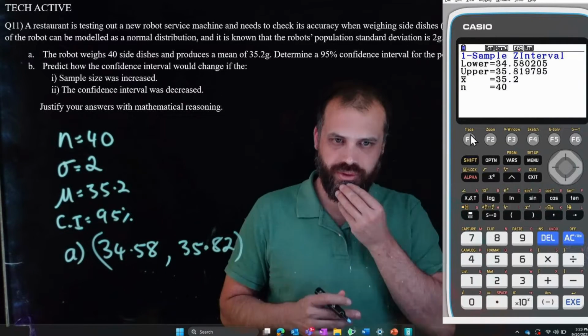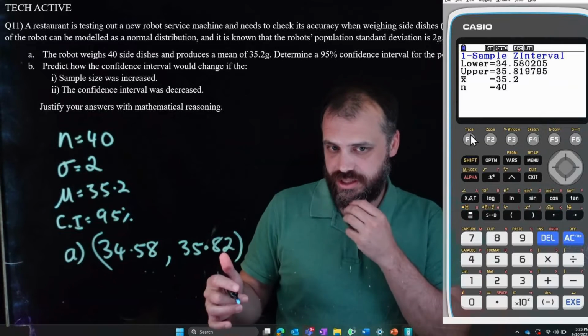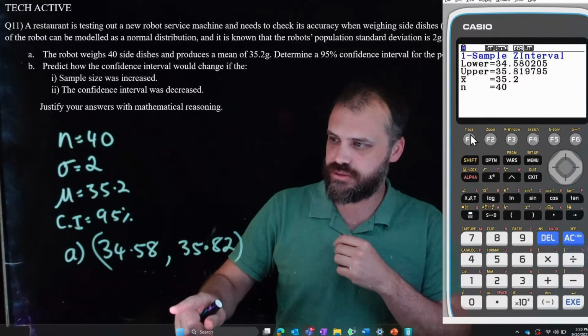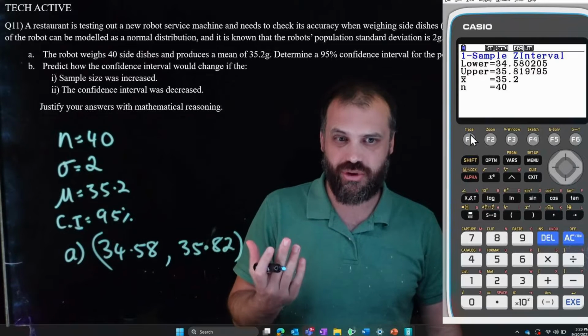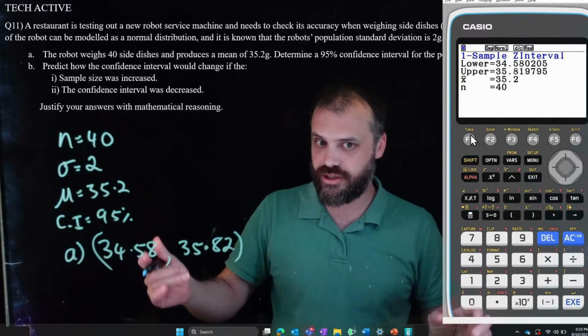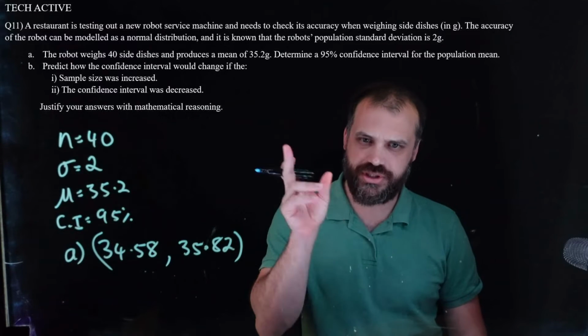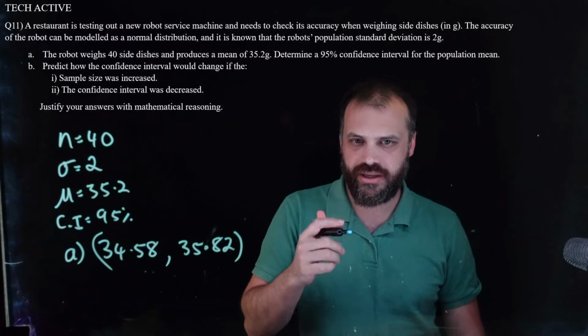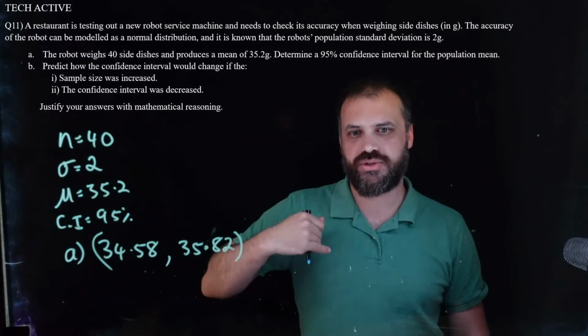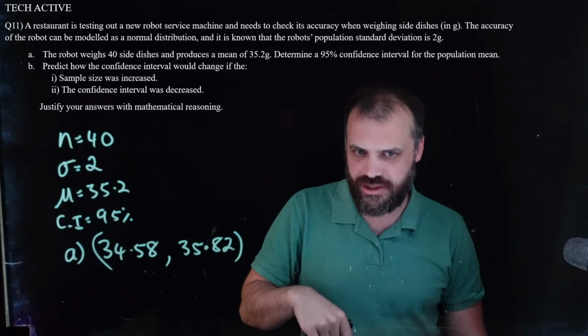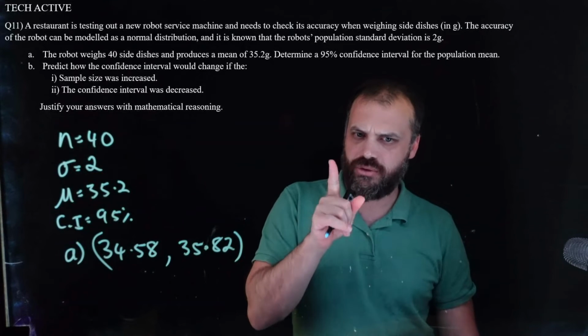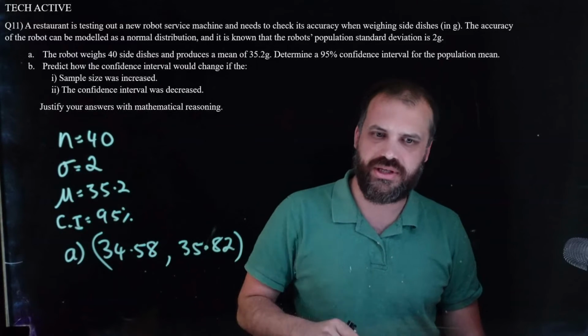Okay, so what does that mean? We are 95% certain that the population mean is between these two numbers. That means we're going to be wrong 5% of the time. It's going to be outside of those numbers. So the more interesting part of this is part B. What would happen if the sample size was increased, and what would happen if the confidence interval was decreased? All right, let me get rid of this. I'll just keep this and then we'll move on.